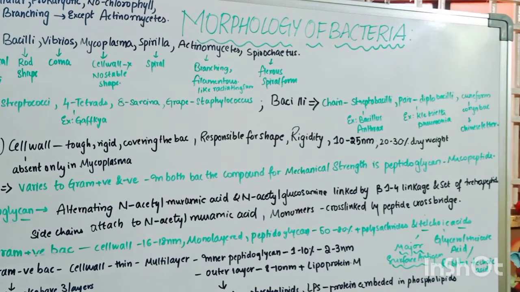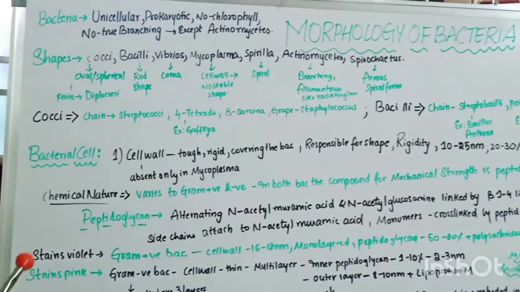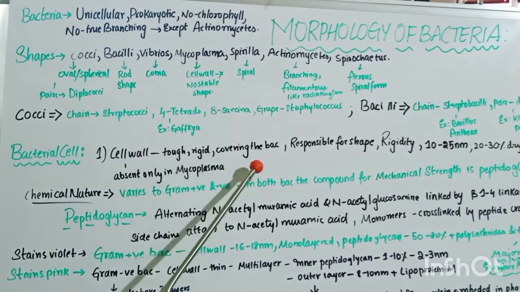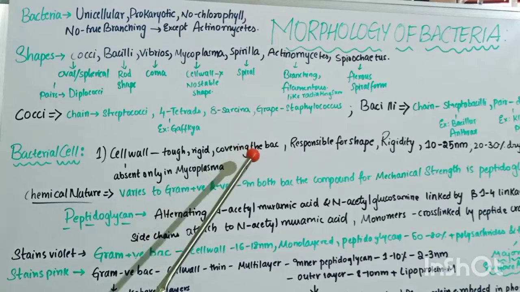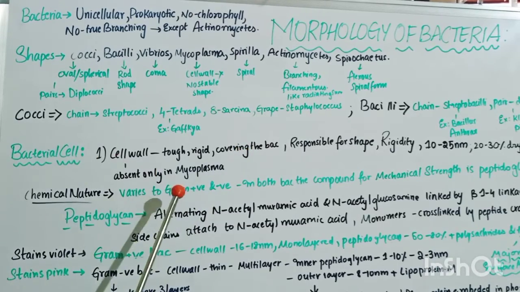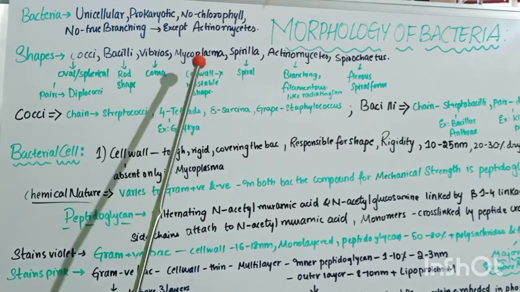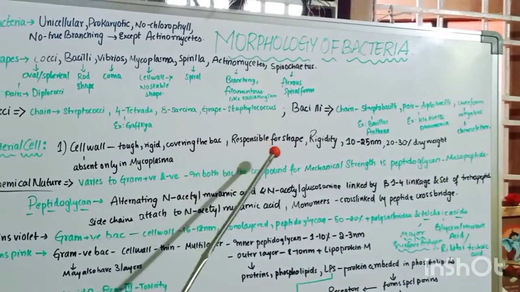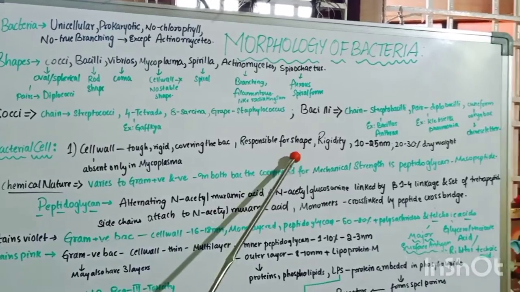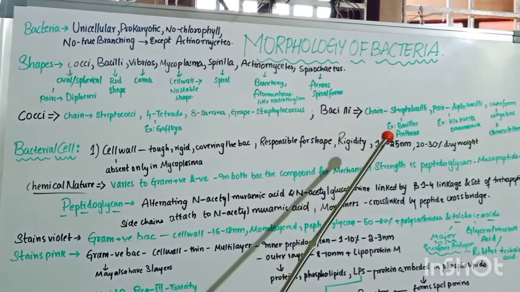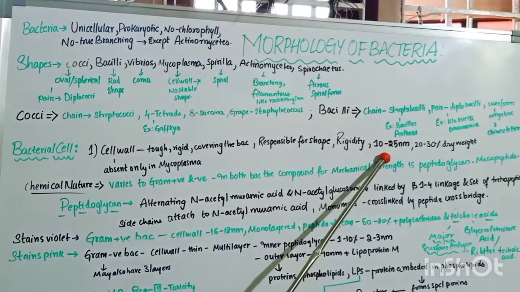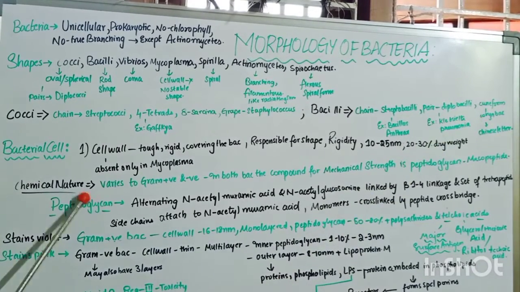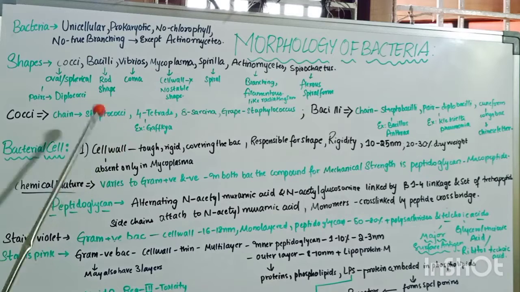Now let us learn about the bacterial cell. So the bacterial cell has a cell wall. The cell wall is tough, rigid, covering the whole surface of a bacteria like a shell. It is absent only in mycoplasma, because we already discussed mycoplasma doesn't have cell wall and it doesn't have a stable shape. Next, it is responsible for shape and rigidity, and it is 10 to 25 nanometers and 20 to 30% of dry weight. So that is about the bacterial cell wall.